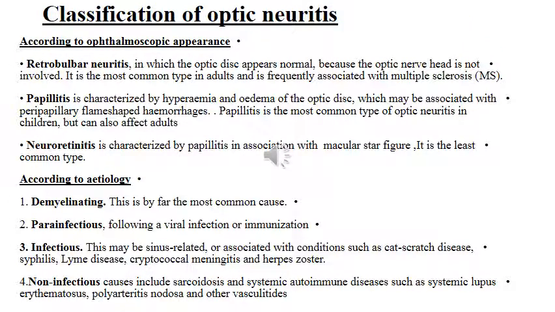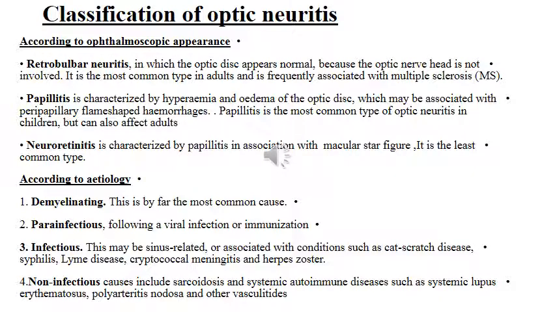We said that our interest today is optic neuritis. Optic neuritis can be classified into demyelinating, para-infectious, infectious and non-infectious. Optic neuritis is usually the inflammatory type of optic neuropathy. There is inflammation. This inflammation is either para-infectious, which usually follows a viral infection or immunization vaccine.